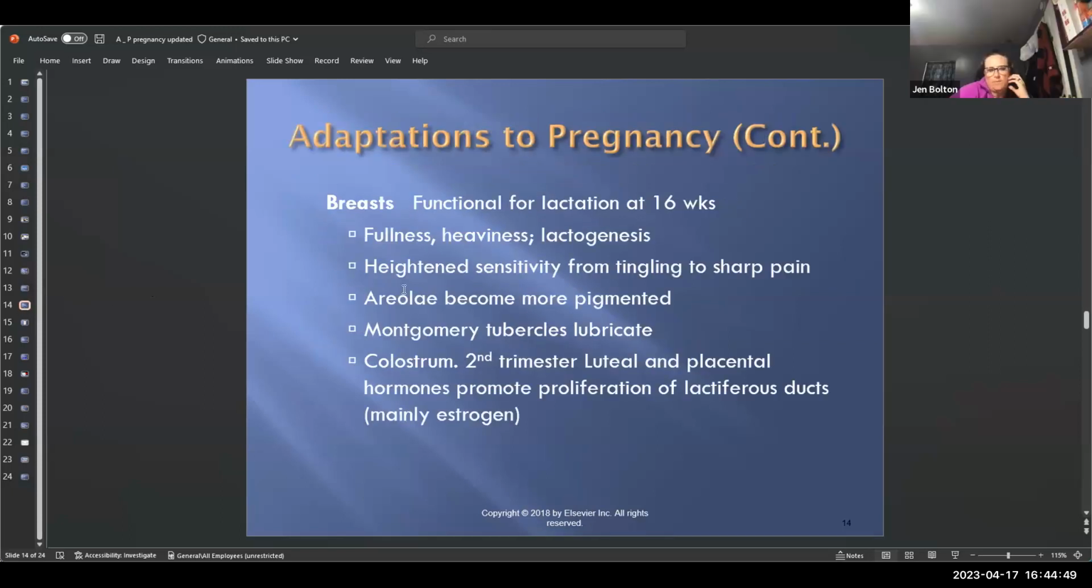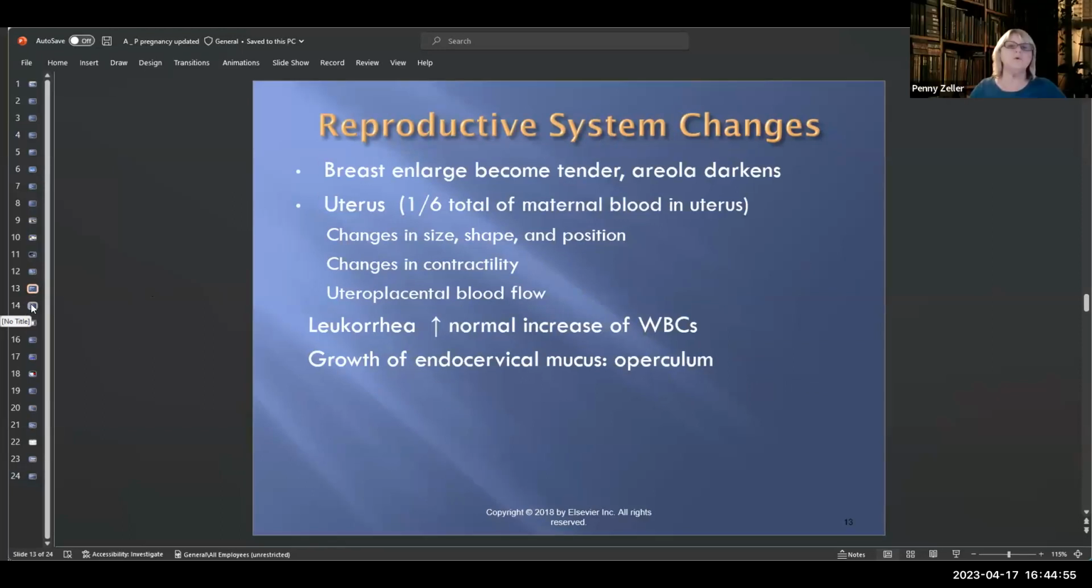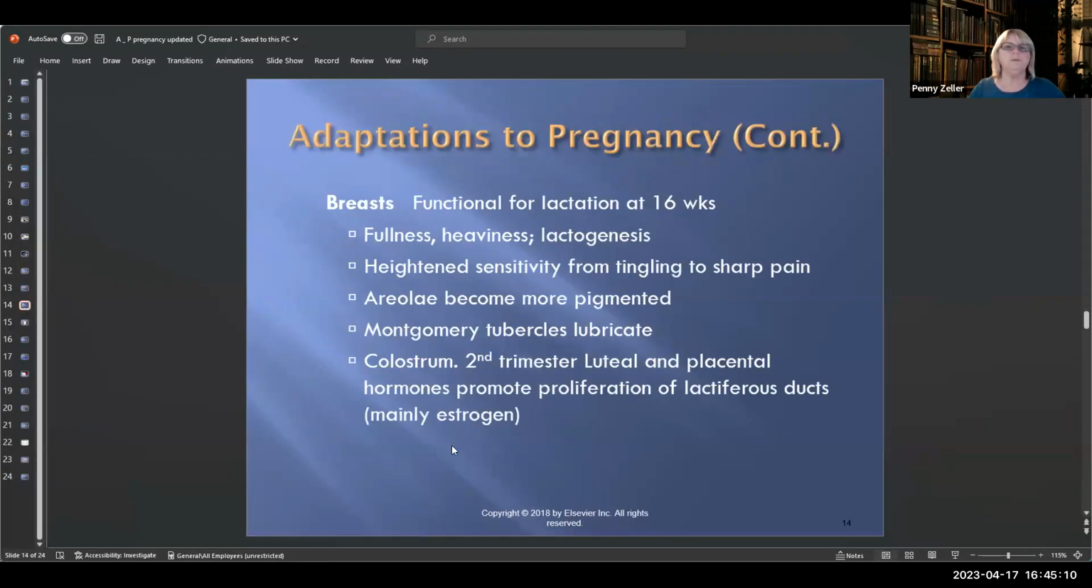Do the white blood cells go up because of the increased blood volume? No, I think it's just a normal increase of white blood cells. It could be, but usually it's the RBCs that the volume goes up. That's a good question. But it could be.